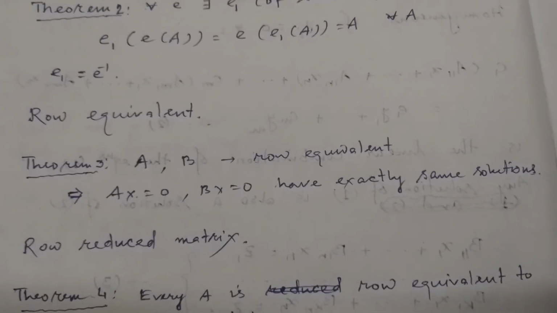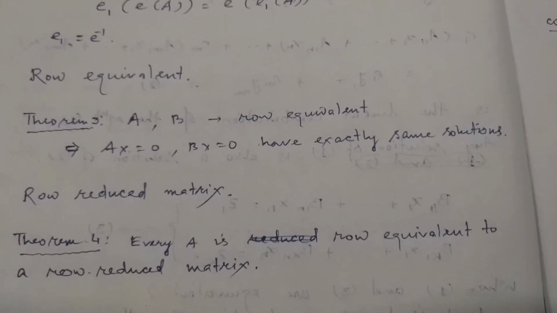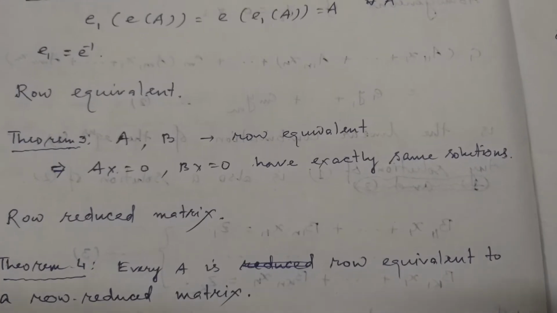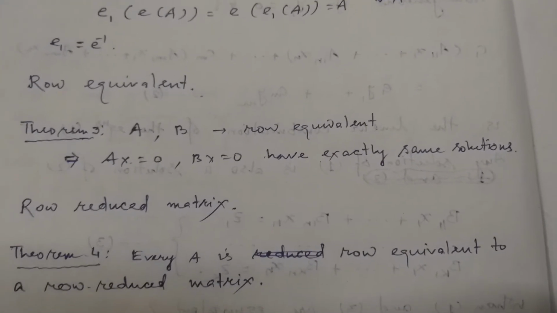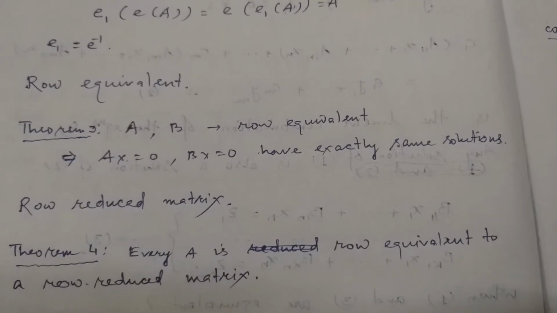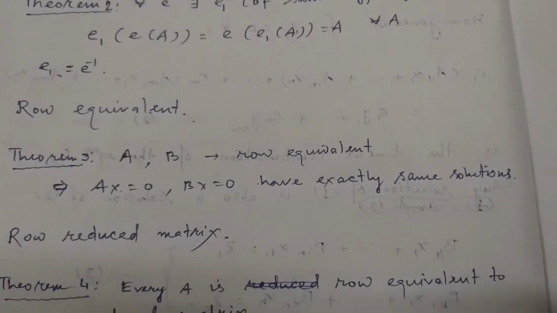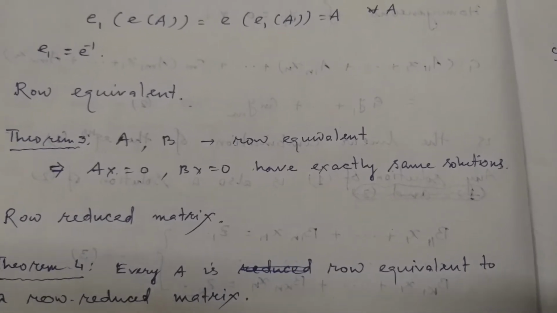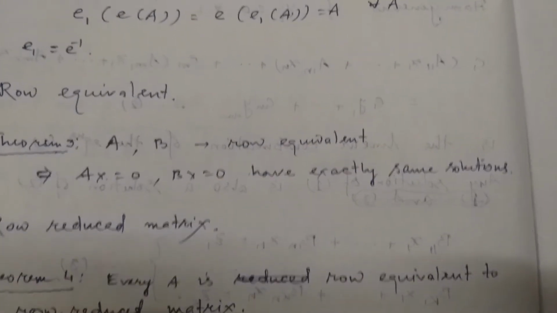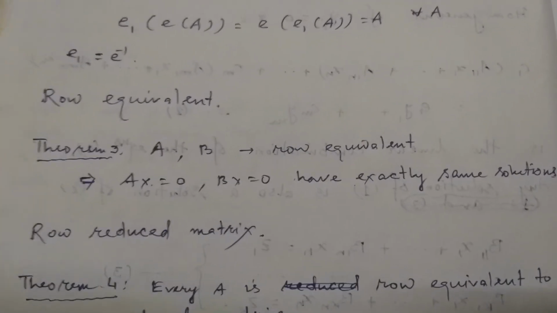Now we have a theorem that if A and B are two row equivalent matrices, and Ax = 0, Bx = 0 are two systems of homogeneous equations, then they have exactly the same solution. Two row equivalent systems have exactly the same solutions.